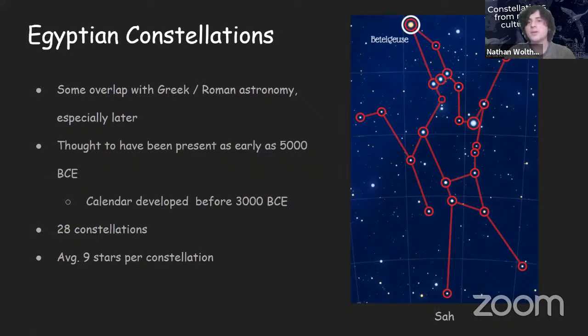What we know about Egyptian astronomy is that it has been present for around 7,000 years. By the time of the third millennium BCE, they were already on the 365-day per year calendar. And they had 28 constellations with an average of 9 stars per constellation. So fewer constellations than in our modern system, but more stars on average. And as you can see, some of their shapes were quite a bit more defined and easy to make out when you know what you're looking for.